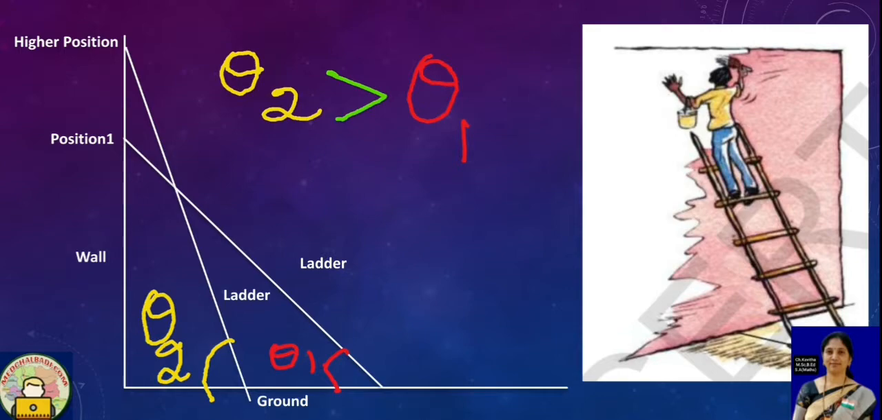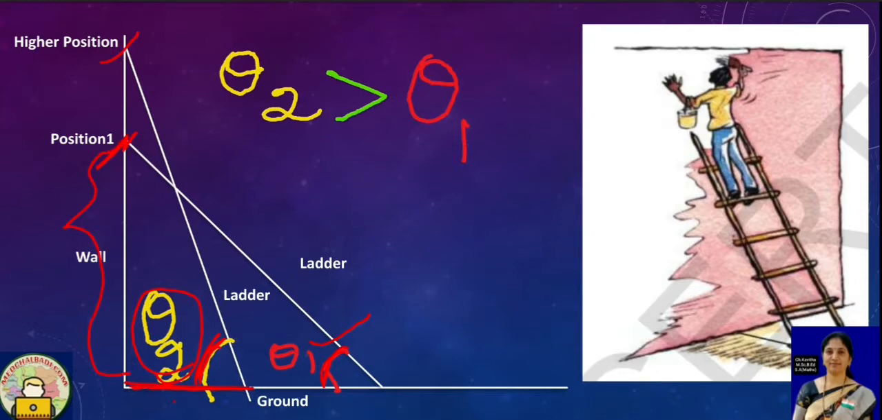Clearly we can say that when he wants to paint at higher or lower points, he should change the position of the ladder. So when theta is increased, the height also increases. If you observe, when theta is increased, here we get more theta, then height also increases. And the base, if you observe, the base is decreased. But when theta is decreased, here theta value is lower, the height also decreases.